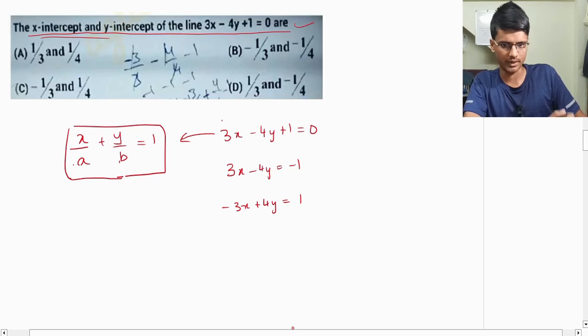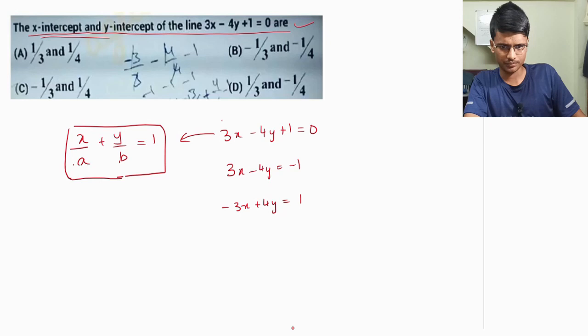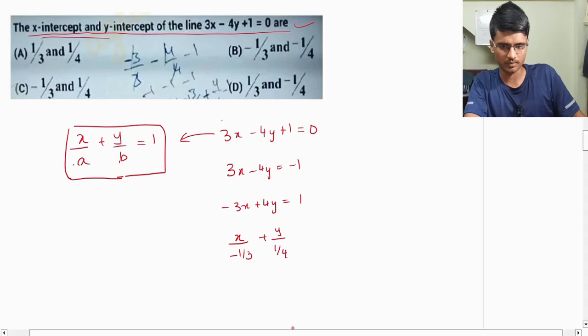Now what I'll be doing, just look at this. So x divided by minus 1 by 3 plus y divided by 1 by 4 equal to 1.